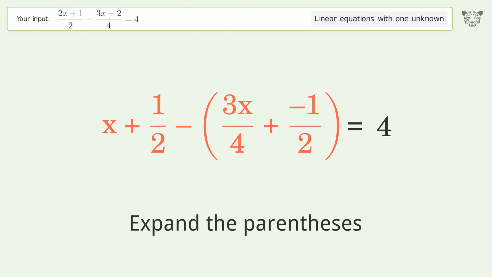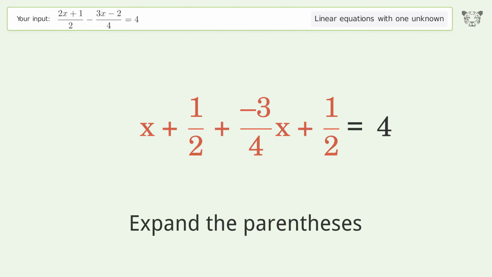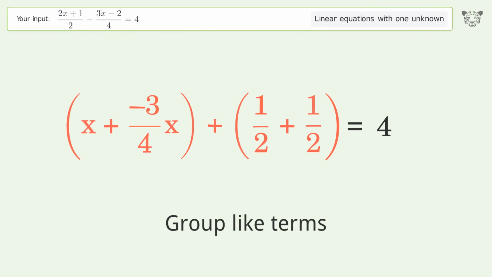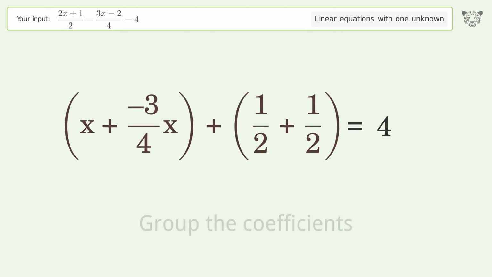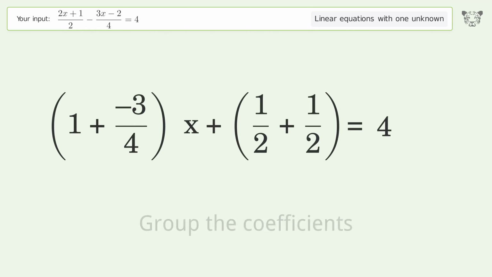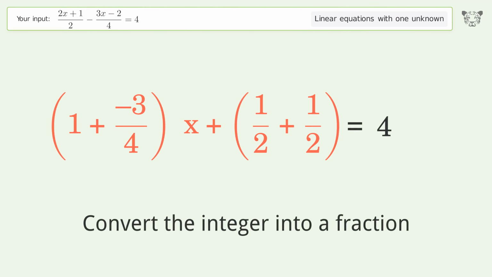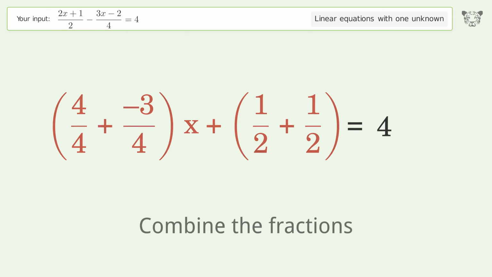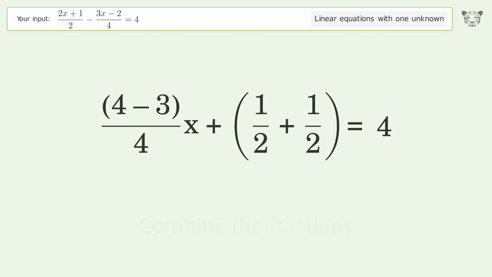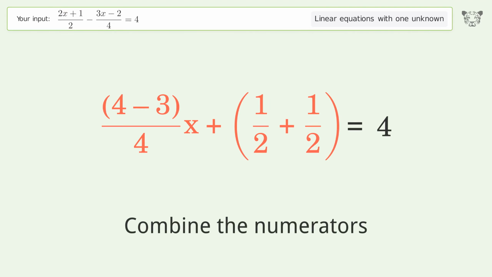Expand the parentheses. Group like terms. Group the coefficients. Convert the integer into a fraction. Combine the fractions. Combine the numerators.